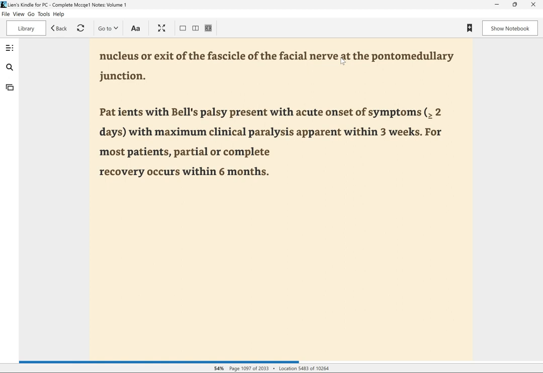Patients with Bell's palsy present with acute onset of symptoms, less than or equal to 2 days, with maximum clinical paralysis apparent within 3 weeks. For most patients, partial or complete recovery occurs within 6 months.